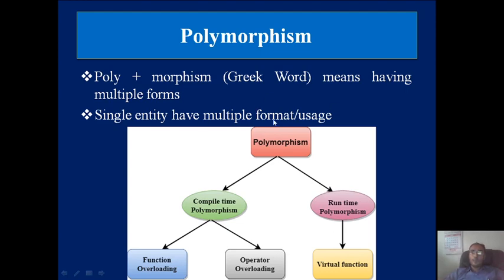Practically, in the programming approach, there are two types of polymorphism. You will have to study each concept in depth in the upcoming units. But for a bird's eye view, we can say that polymorphism is of two types: compile time polymorphism and runtime polymorphism. In compile time polymorphism, the decision is taken at the time of compilation, and in runtime polymorphism, the decision is taken at runtime.